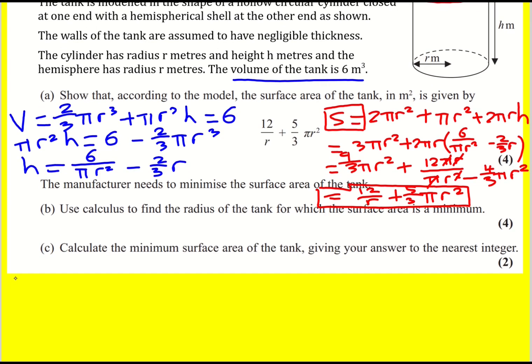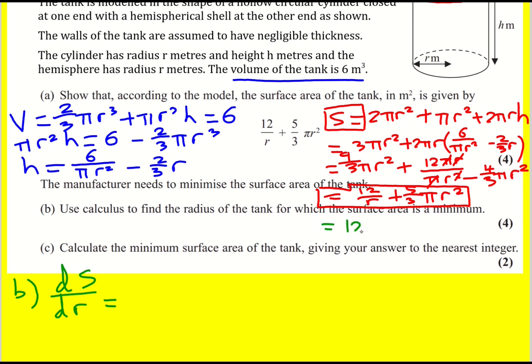So now we're being asked to minimize the surface area. Find the radius when the surface area is a minimum. And for this, we can use differentiation. This is what it's all about. We can optimize because S is a function of r. There's going to be a peak somewhere and a minimum somewhere. We're interested in the minimum. So we're going to find dS by dr and then set it equal to 0.